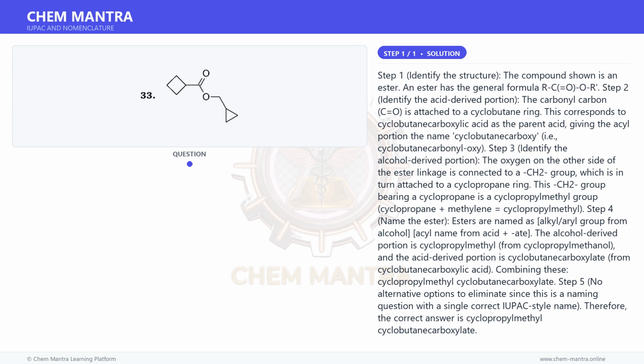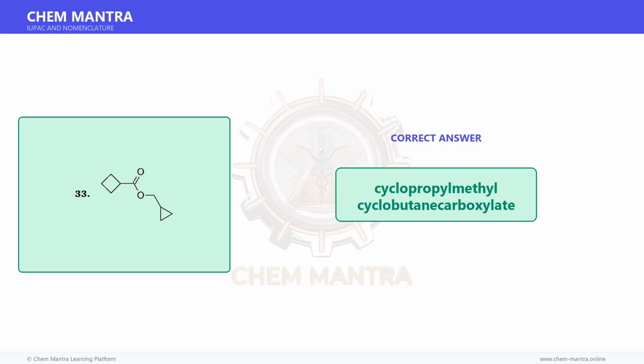Step 5. No alternative options to eliminate since this is a naming question with a single correct IUPAC style name. Therefore, the correct answer is cyclopropylmethyl cyclobutanecarboxylate. The correct answer is shown on screen.